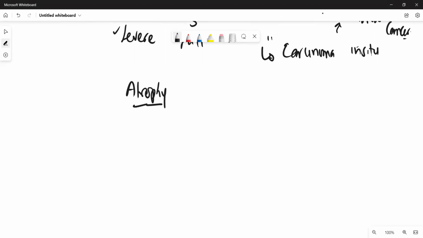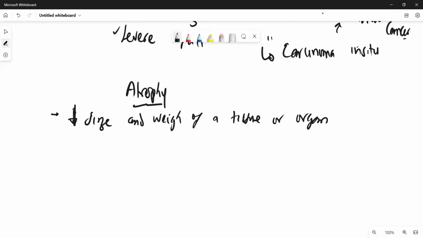So another form of cellular adaptation, atrophy. So what's atrophy? Or some people will call it atrophy, right? So this is decrease in the size and weight of a tissue or organ. So decrease in size and weight of a tissue or organ is what is referred to as atrophy.